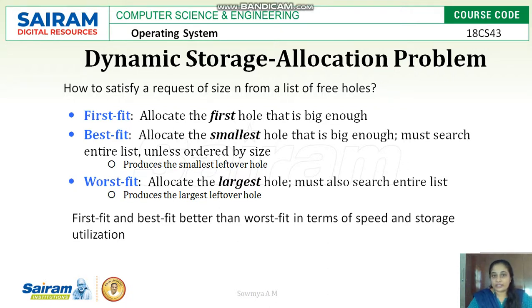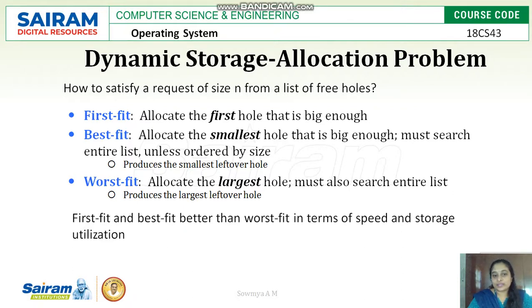First one is first fit. The process which arrives will be given the first hole which is big enough. Best fit is the smallest hole which is big enough. If the process is, let's consider, 10 MB, and a 20 MB hole was the biggest hole and an 11 MB hole was the smallest hole, then for the 10 MB process, instead of giving the 20 MB hole and wasting the memory, the smallest possible fit, that is the 11 MB hole, is allocated. So that is called best fit.